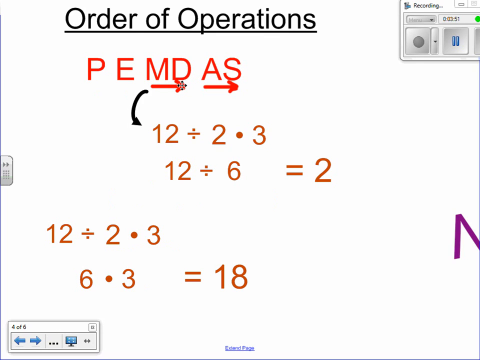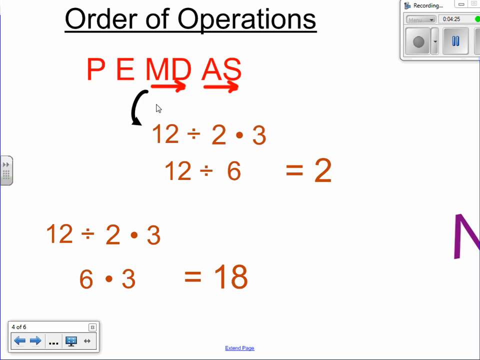Multiplication and division. A lot of people have thought that that was multiply first, then divide. Not true. Multiply and divide as they occur left to right. So, I have 12 divided by 2 times 3, and 12 divided by 2 times 3. Which one is right? Is my answer 2, or is my answer 18?